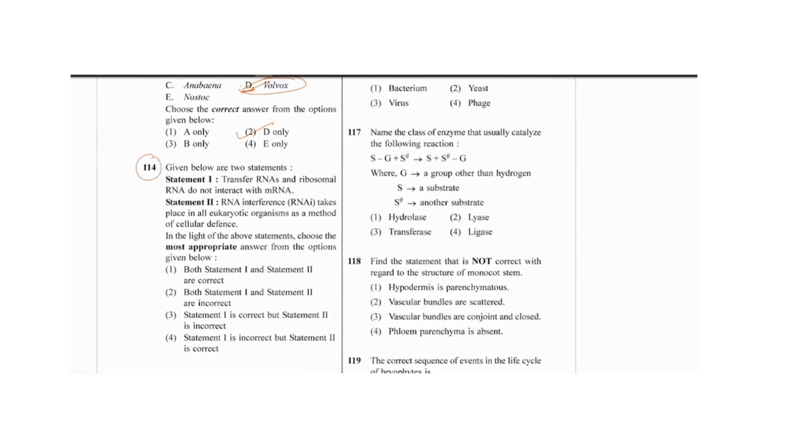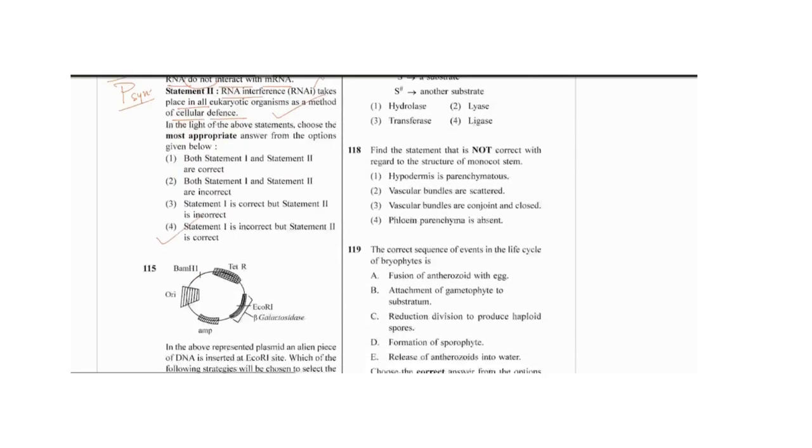Then question 114: transfer RNA and ribosomal RNA do not interact with the mRNA. If transfer RNA and ribosomal RNA are not interacting, then how will protein synthesis happen? For protein synthesis, tRNA and mRNA are both very important, and they are saying it is not important, so it is incorrect. RNA interference takes place in all eukaryotic organisms as a method of cellular defense. It is a natural method. So the first one is incorrect, but the second will be correct.